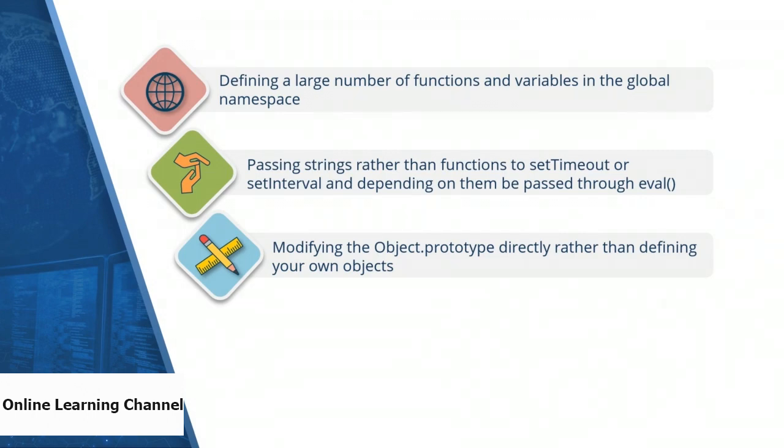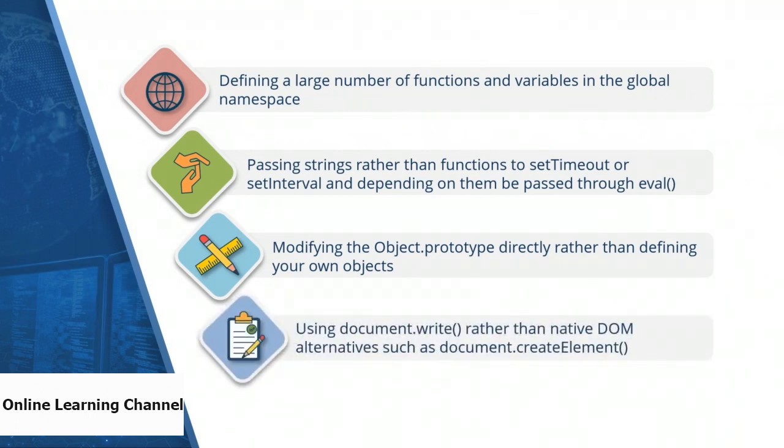Another anti-pattern commonly seen in JavaScript is using document.write rather than native DOM alternatives such as document.createElement to create HTML to be embedded within your page. Using document.write has particularly bad consequences. Especially if it's executed after the page has been loaded, it can actually overwrite the entire page that we are on. Whereas document.createElement creates specific elements which then become part of the DOM hierarchy.